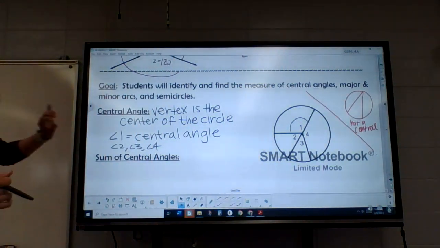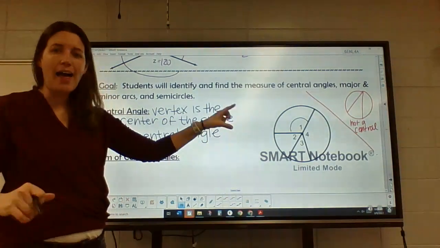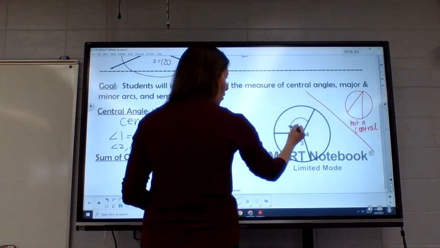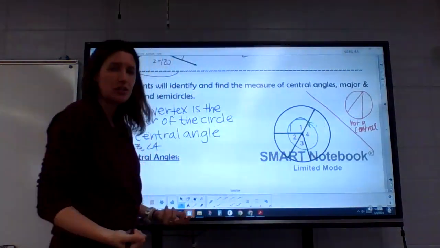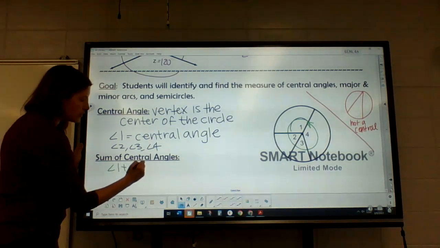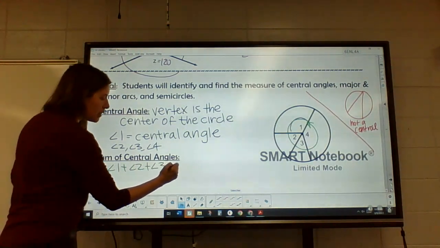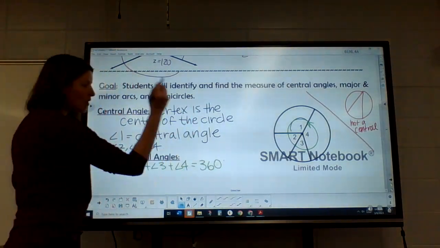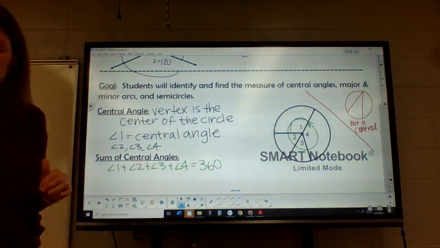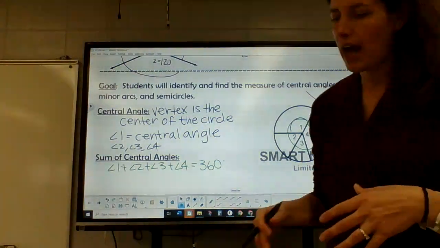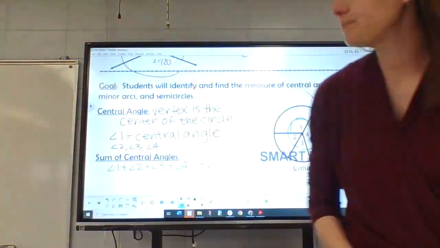So the sum of the central angles, if I add them all up in this shape and go all the way around, should add up to 360 degrees. So angle 1 plus angle 2 plus angle 3 plus angle 4 should add up to 360 degrees, because that's all the way around a circle. So the sum of the central angles should add to 360, always.